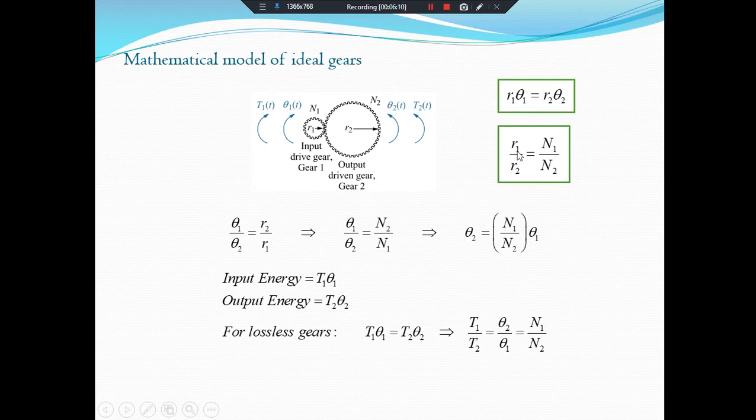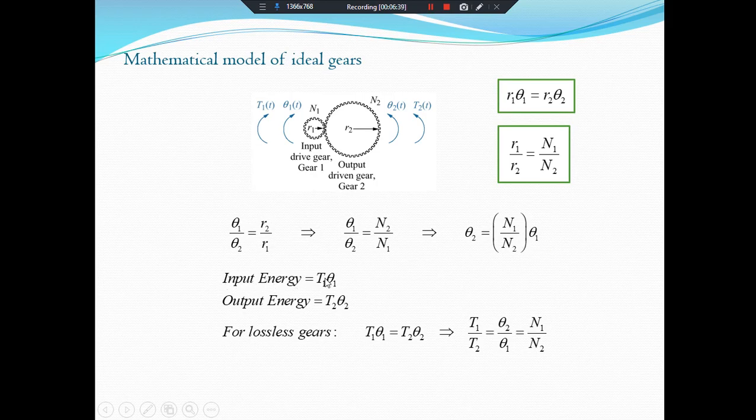The radius is directly proportional to the number of teeth on the gear, but the angular displacement is inversely proportional to the number of teeth of the gear. So if we find the angular displacement of the output gear, we can write that the angular displacement of the output gear should be equal to the number of teeth on the input gear divided by the number of teeth on the output gear, multiplied by the angular displacement of the input gear.